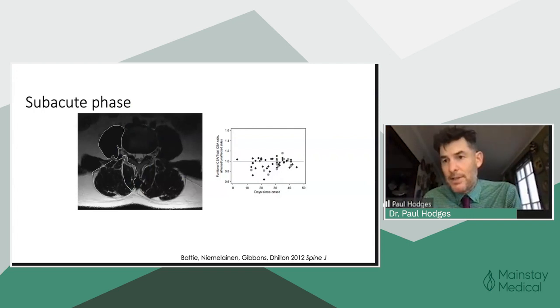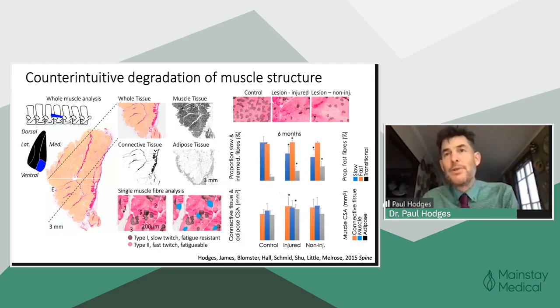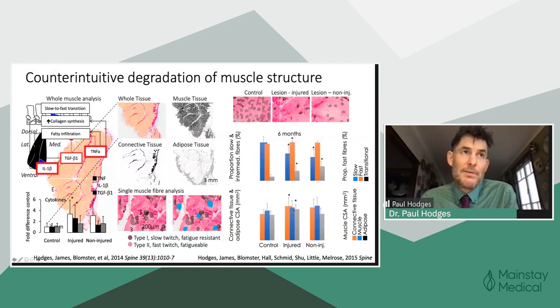In the subacute phase, we see something different. The cross-sectional area of the whole muscle tends to recover in that subacute period. But what's been shown in many studies, including human studies and work that we've done in animals, is that there is a change in the composition of muscle. There is a change in the muscle fiber types to have less of the slow twitch fibers, those slow muscle fibers that are important for ongoing low-level tonic control of the spine. There's an increase in the connective tissue, so fibrosis, and an increase in the fat. And in this subacute phase, what we've also observed is that this tends to be mediated by a pro-inflammatory process.